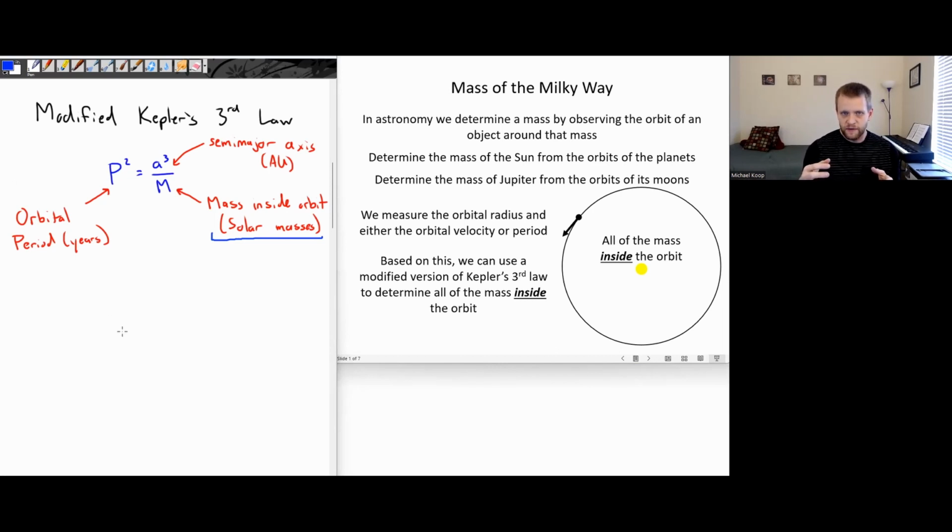So when we're looking at this inside the solar system, our sun is the dominant mass, and this mass term would just be equal to 1. And we get back that p squared equals a cubed. But more generally, if we have other objects orbiting around each other, we can use this equation and say, well, this mass is just going to be whatever is inside of that orbit that we are observing.